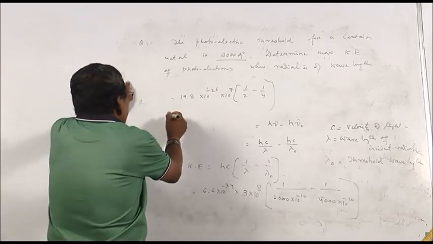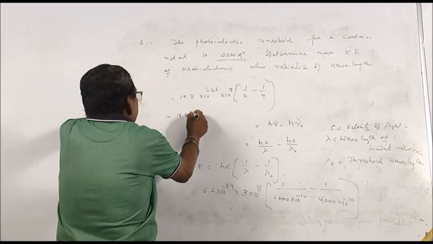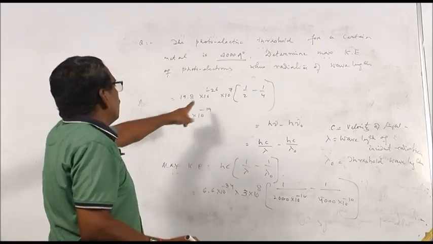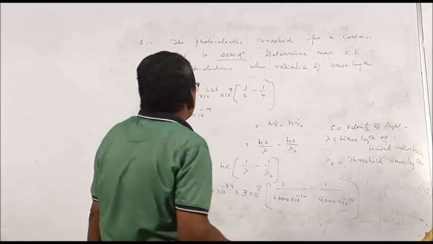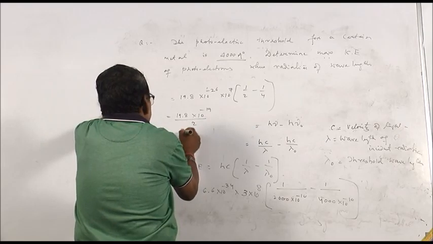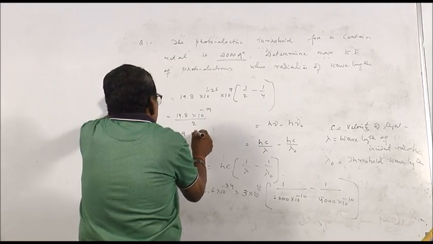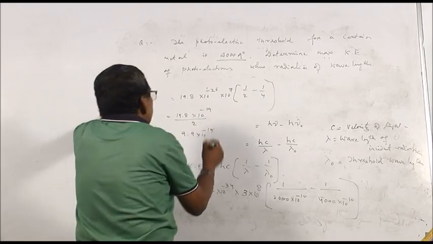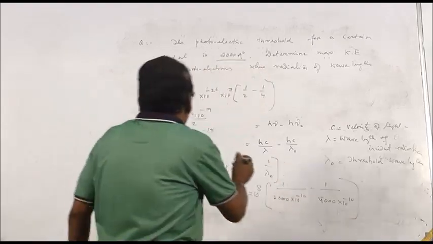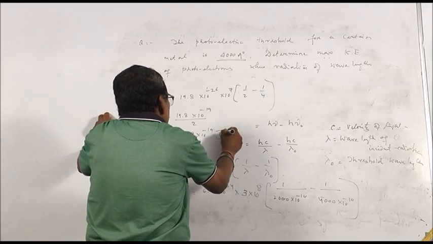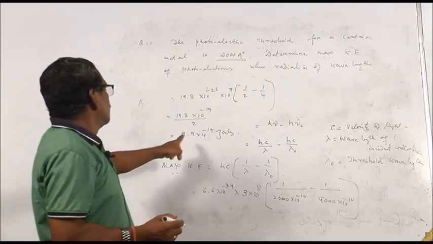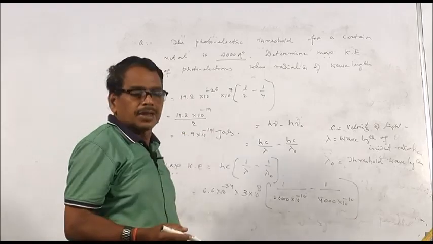So, this becomes 19.8 into 10 to the power minus 26 plus 7, that is minus 19. And 1 by 2 minus 1 by 4 is 1 by 4. So, 9.9 into 10 to the minus 19 is not quite it, as the half gives 9.9 times 10 to the minus 19. Next, what is the unit? The unit is very important, you must mention the unit, joules. So, the maximum kinetic energy will be 9.9 into 10 to the minus 19 joules.